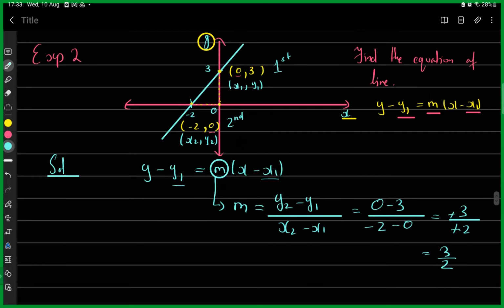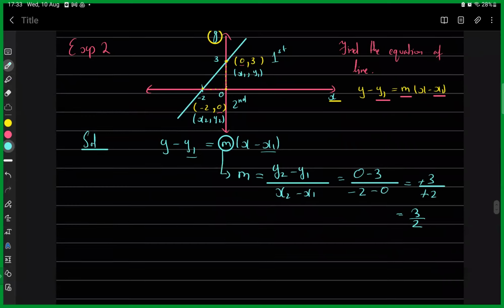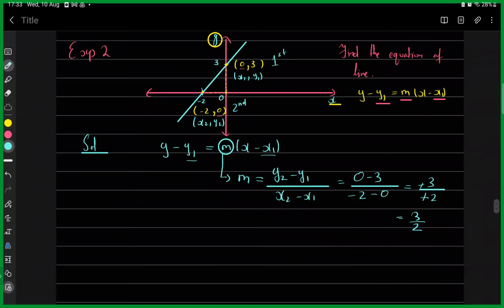Next, now we need to plug in the values. It is y minus y1 equals m x minus x1. You can use any point to plug in x1 and y1. Let's use the first point. You can even use the second point as well. That is completely fine. Overall, the answer would not get affected. Trust me, okay? So let's use the second point for now, just for the sake of change. So I can do it this way as well.